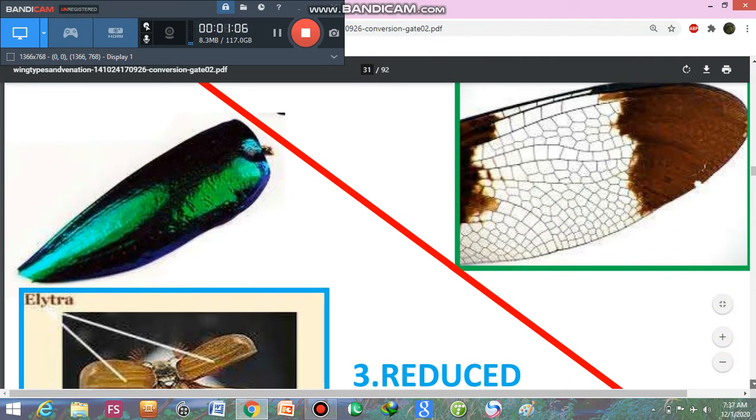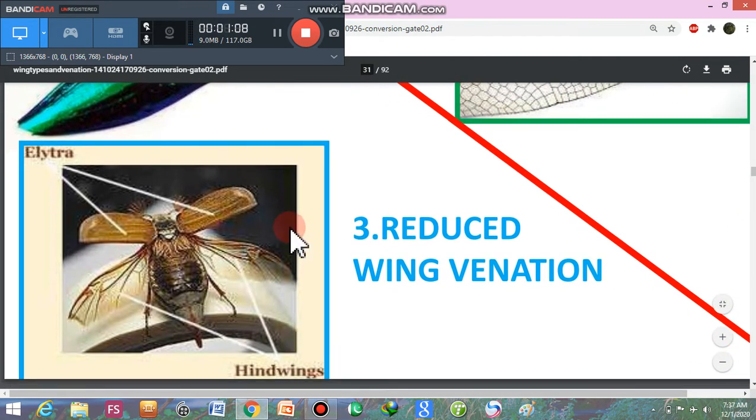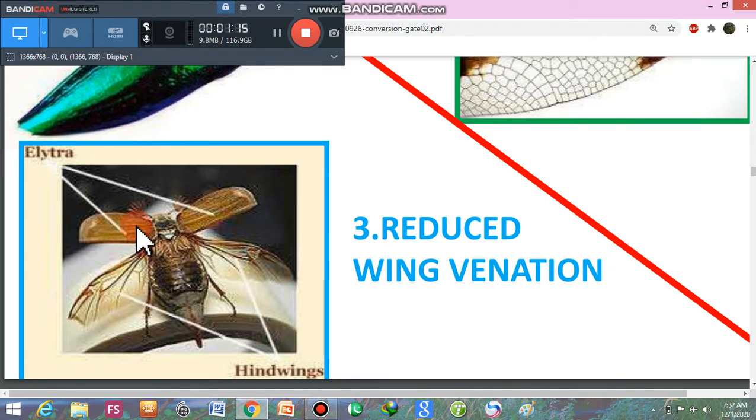This is the elytra. Elytra are the hard wings used for the purpose of protection, and these are characteristic of most of the beetles. Actually, this is a characteristic of the beetle. The forewings are modified into elytra, and these are the hind wings. These are membranous structures.